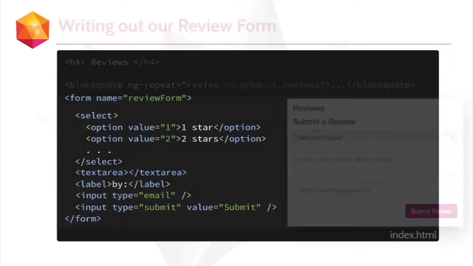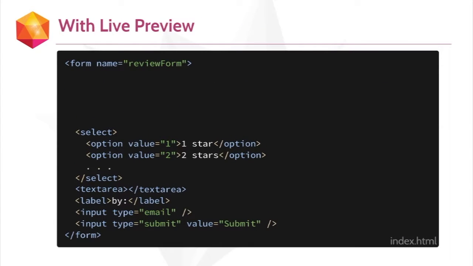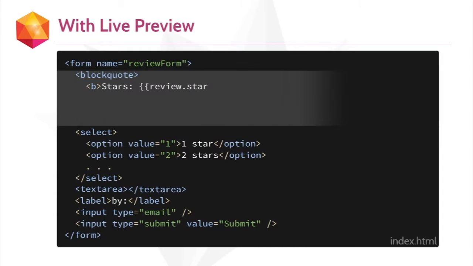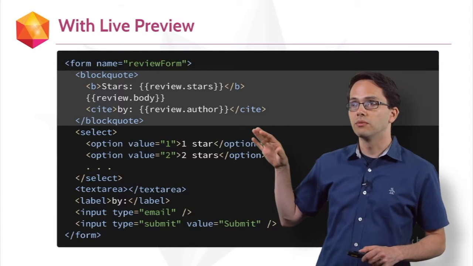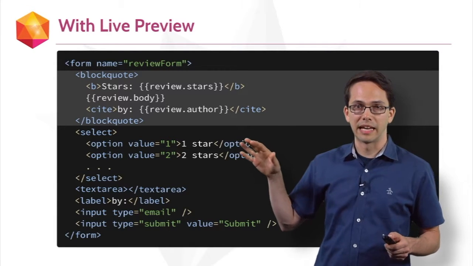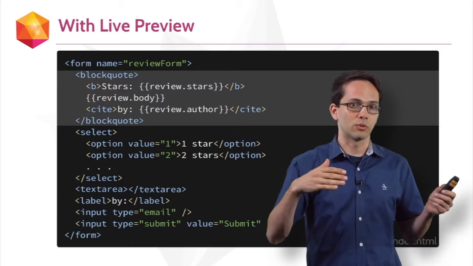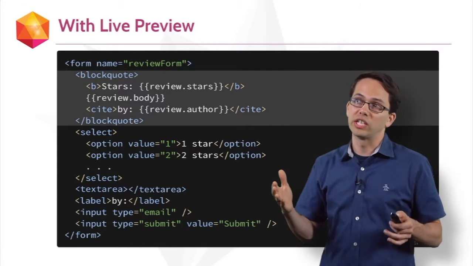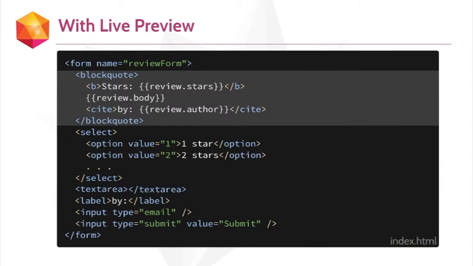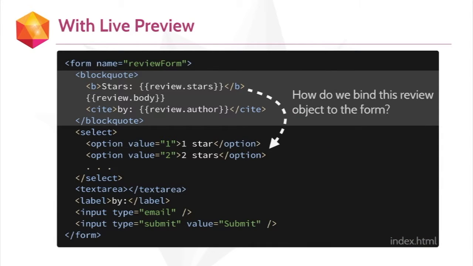Next, let's add our live preview code. So here, just like when we printed out each review, we're going to have a blockquote, print out the stars, the body, and the author. Now, we haven't defined this review variable yet. Just like in the previous level, we didn't really define the tab variable. We could just start using it. But now we need a way to bind each of these to the proper form element.